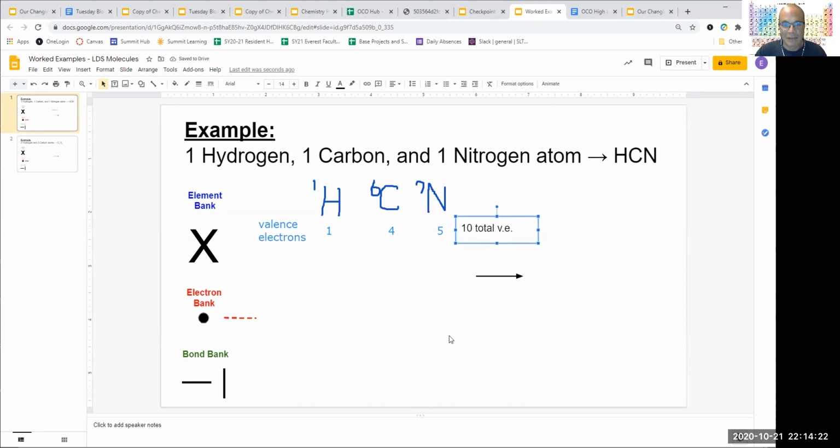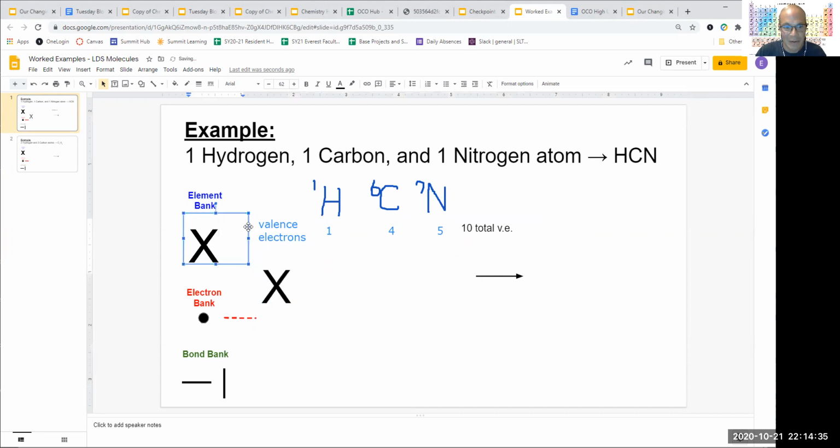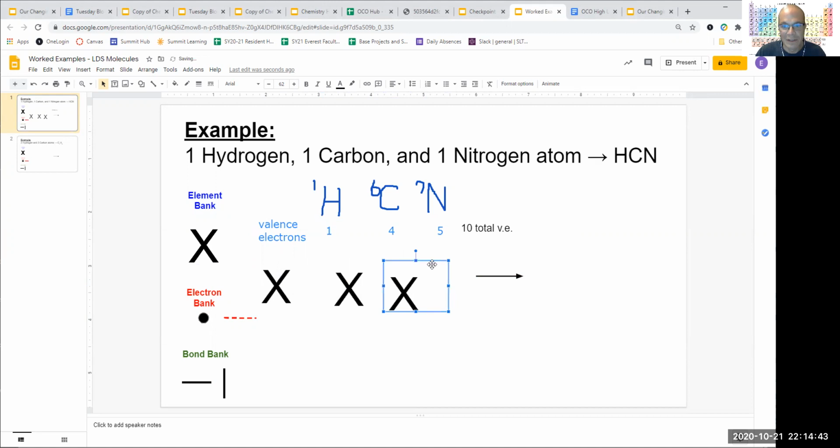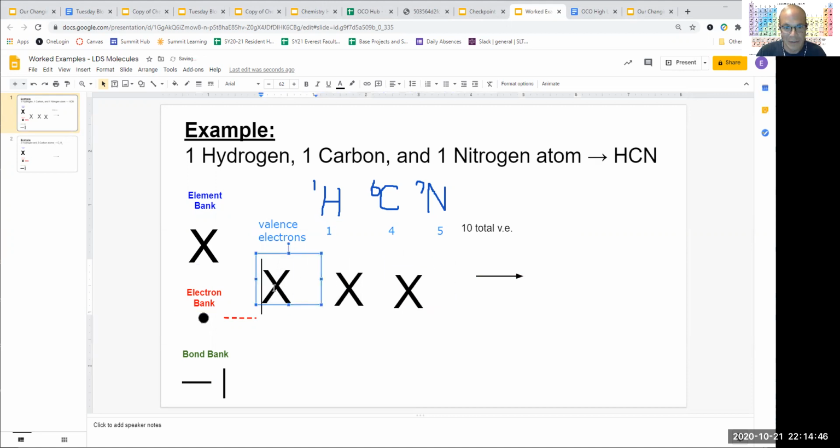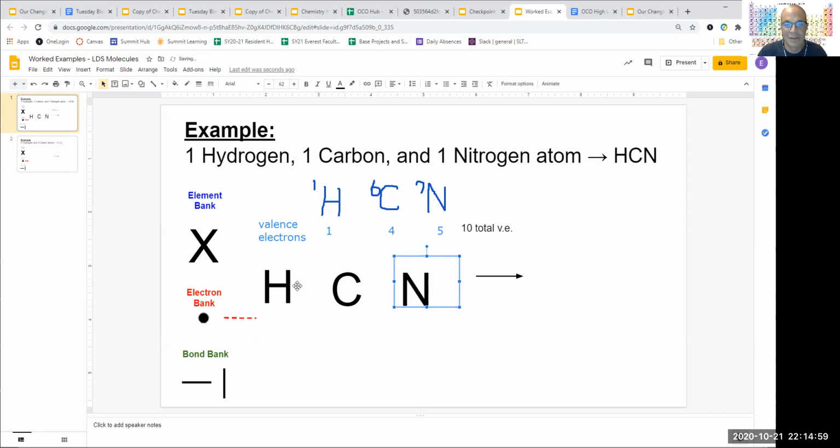All right, so the next thing we have to do is start making our model. So we need to make Lewis structures of each of these atoms, our hydrogen, carbon, and nitrogen atom. So let's do that. That's going to be a hydrogen atom. That's going to be a carbon atom. And this is going to be a nitrogen atom. I'll make a little bit of space there. So it's hydrogen, this is carbon, and this is nitrogen. I'll move that over, give a little bit more space here.